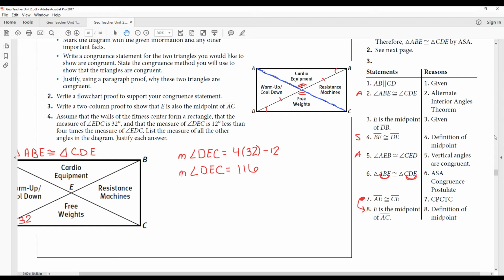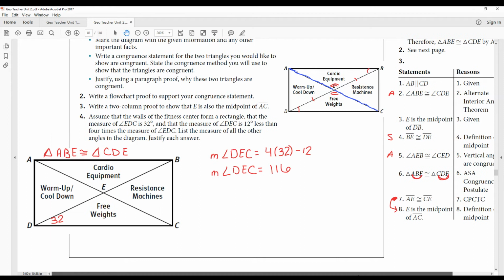And now that we've made the statement of congruency, we're able to say that E is the midpoint. So same proof, just an extra step at the end. Then problem number 4 wants us to find all of the measures of the angles.